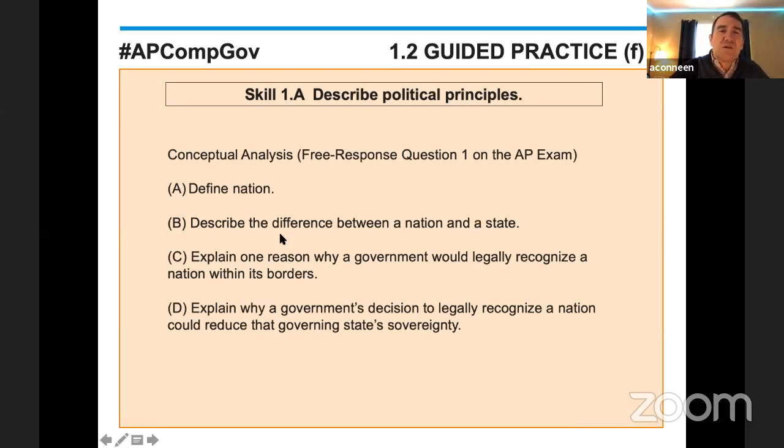So here's a potential FRQ that I wrote that brings in some words from today, and that is A, define a nation. B, describe the difference between a nation and a state. And then C, explain one reason why a government would legally recognize a nation within its borders. And D, explain why a government's decision to legally recognize a nation could reduce the governing state's sovereignty. So that's an example of where we could take words or concepts from, in this case, all from Unit 1, and create a conceptual analysis question to assess your understanding and your writing skills related to them.